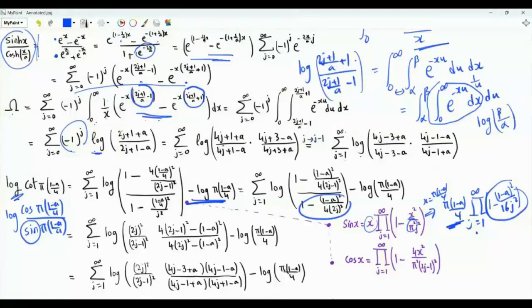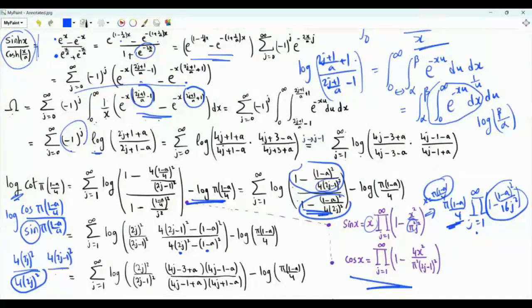We do the same for cosine of pi times 1 minus a over 4. We go here and replace x by this quantity. We get this numerator. Inside the logarithm, multiply upstairs and downstairs by 4 times 2j squared. This 4 times 2j squared in the denominator can be multiplied by this quantity to give us the difference between these two squares. We also multiply by 4 times 2j minus 1 squared over 4 times 2j minus 1 squared.